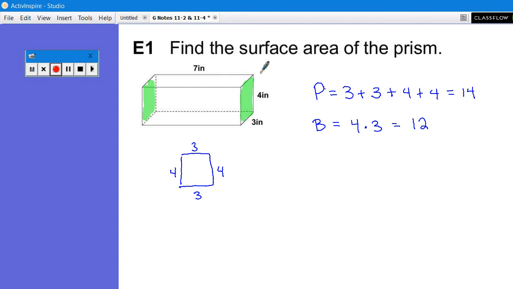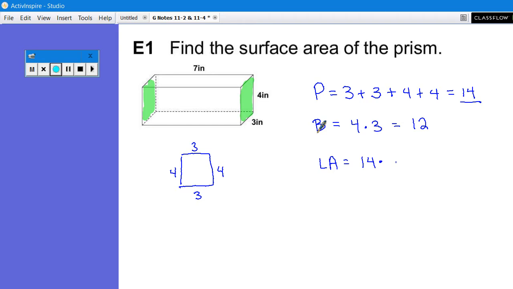The next thing that we do in that 4-step process is the lateral area. Okay, that lateral area is going to be taking that perimeter that we have, which we already know is 14. We don't have to do the work again. It's right here. And we're going to be multiplying it by the height of the prism.